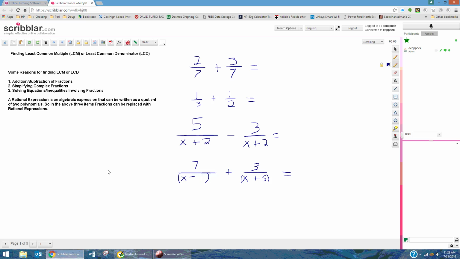Okay, this short video deals with finding the least common multiple or least common denominator of two or more expressions or numbers, and some of the reasons that you want to be able to do that. Adding and subtracting fractions is one reason that you need to find least common multiples or least common denominators.